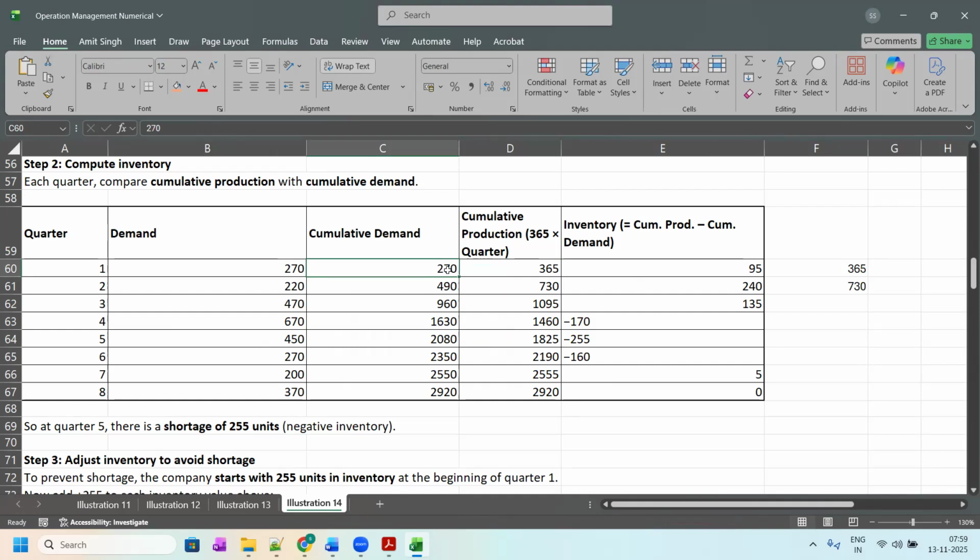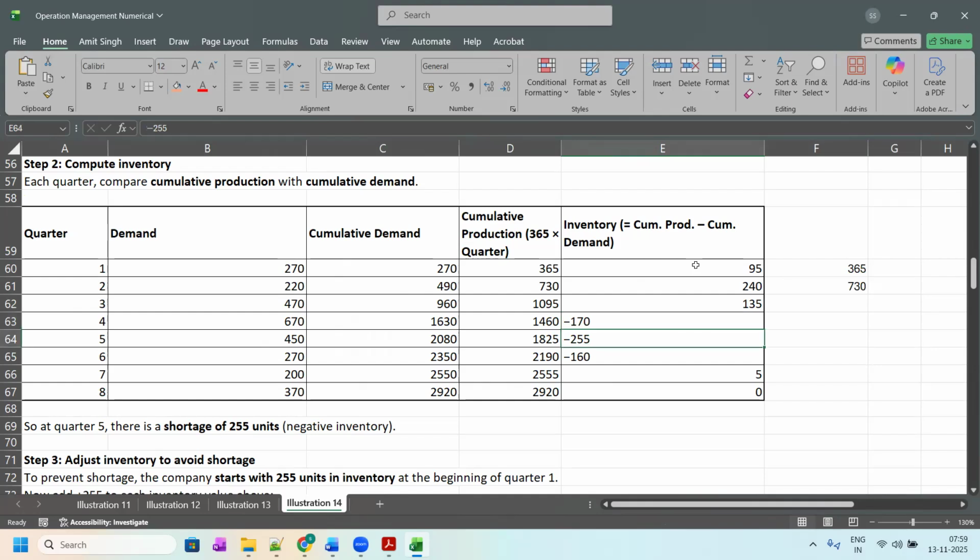This is compared with the cumulative demand. This minus this, 730 minus 490. If it is extra, that is your surplus. That surplus you will use in the time of deficit. So 95 is extra. Then here you have 730 minus 490, you got 240 units extra. Here 1095 minus 960, you get 135 units extra. But here 1460 minus 1630, here minus 170, like this.